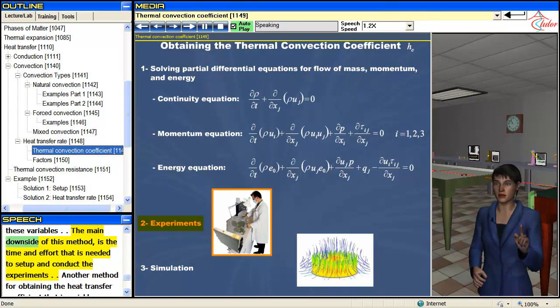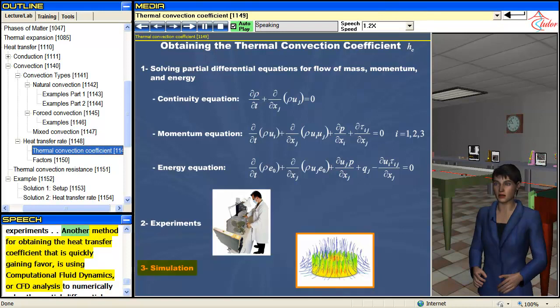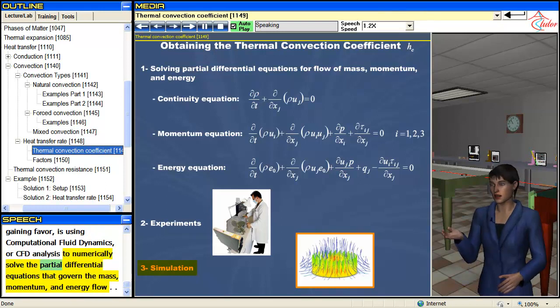The main downside of this method is the time and effort that is needed to set up and conduct the experiments. Another method for obtaining the heat transfer coefficient that is quickly gaining favor is using computational fluid dynamics, or CFD analysis, to numerically solve the partial differential equations that govern the mass, momentum, and energy flow.